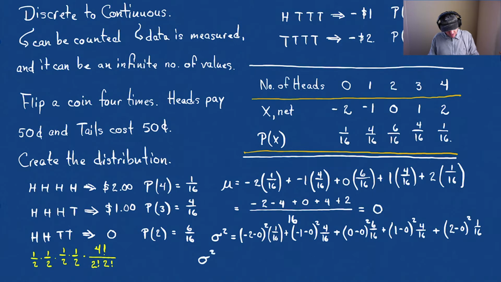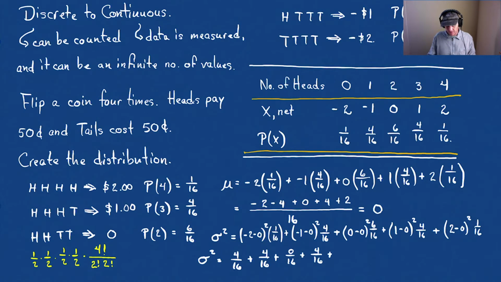So our variance, sigma squared, is going to be a minus 2 squared. Well, that's going to be 4, so that's going to be 4/16. Plus, minus 1 minus 0 is minus 1. Square it to get 1. Multiply it by 4 for another 4/16. Plus, now I have 0 minus 0. I square it. That's 0. Multiply it by 6/16, and I still have 0/16. Plus, we keep going. We have 1 minus 0. It's 1. Square it. Still 1. Multiply it by 4. That's 4/16.